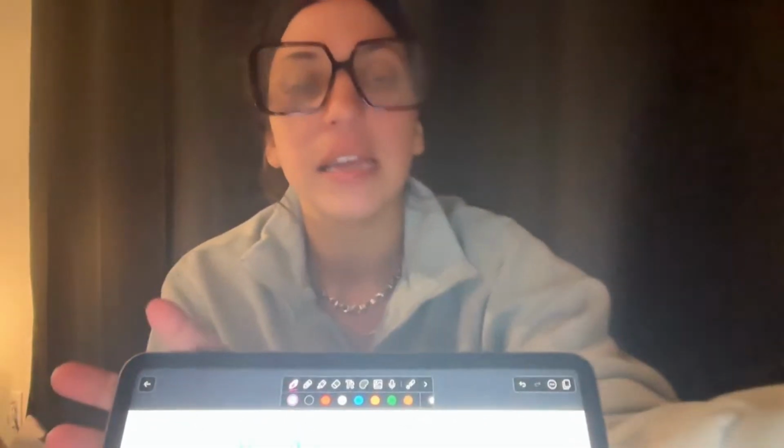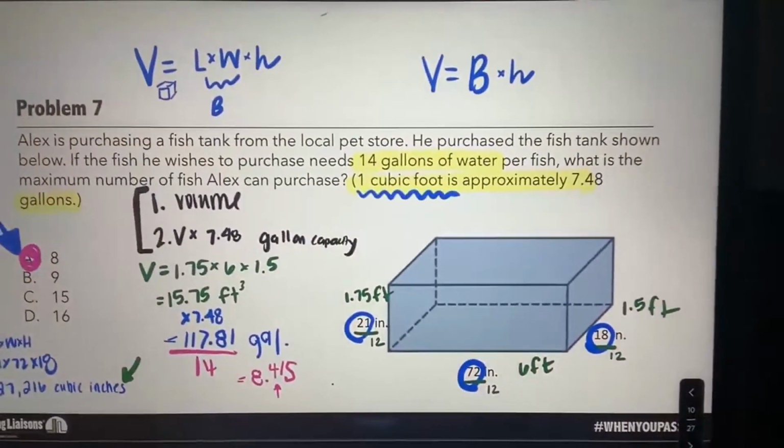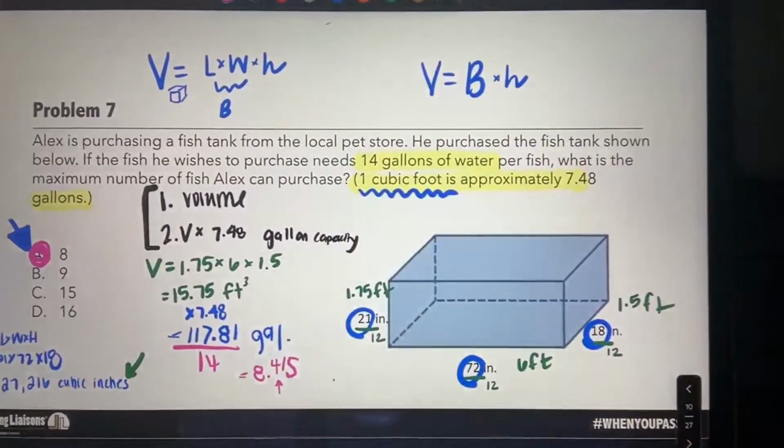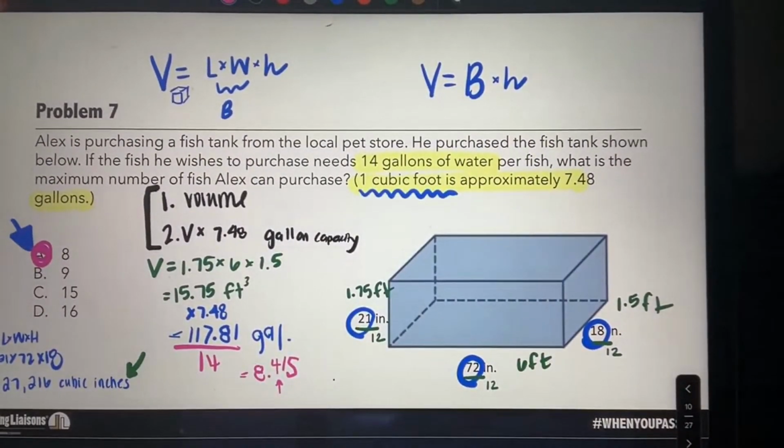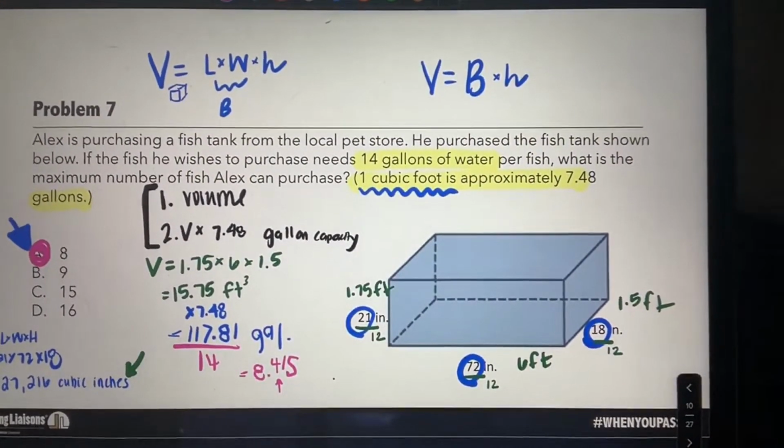In fact, in this case, it rounded correctly. But if this number equaled 8.915, how many fish would I be able to purchase? Still only 8. Because if it was 8.915, I still don't have that whole 14 gallons for that fish to have. I only might have 13 or 12 gallons. And so in that case, I would still have to round all the way down to 8 because in the context of the problem, it doesn't make sense for me to get that 9th fish.